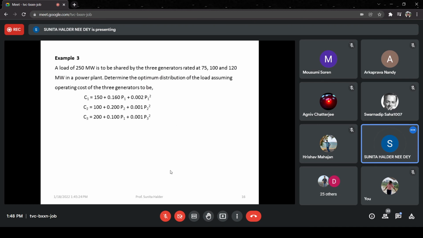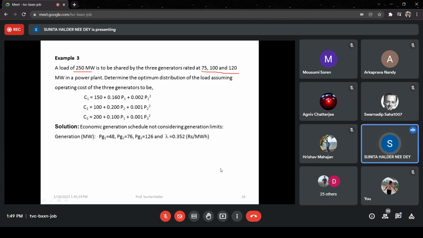Now another example: there are three generators. Since you have to do it manually, only up to three generators will come in your case. Here the fuel cost curves are given. Instead of that, the incremental fuel cost, IFC, may also be given, and the generator ratings, that is, the maximum generation possible. If the minimum value is not given, we shall assume the minimum is 0 megawatt. Now we have to distribute 250 megawatt load among them economically.